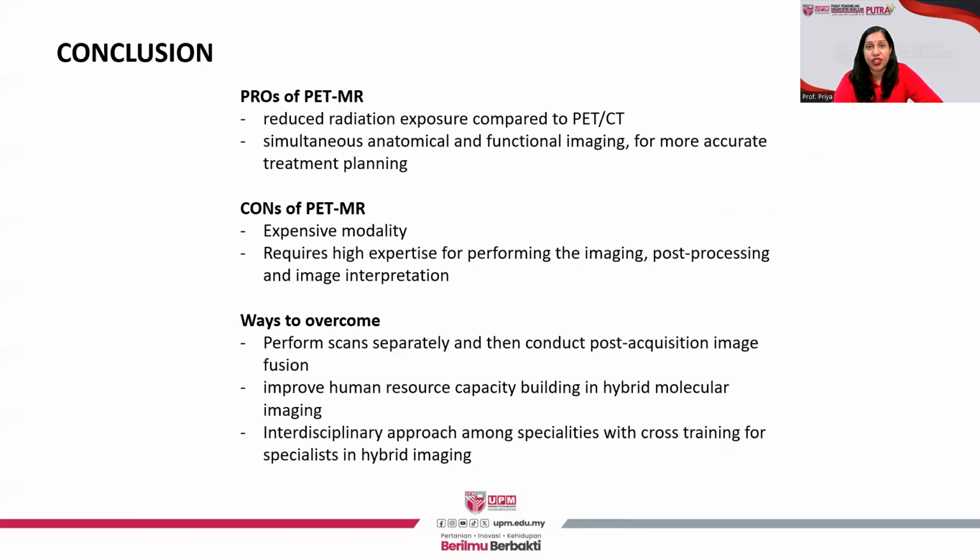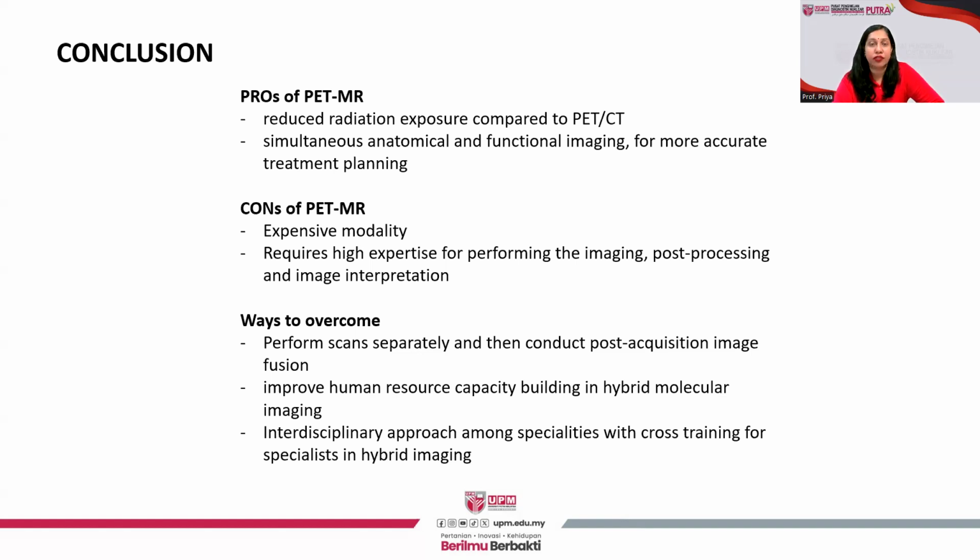Finally, in conclusion, I would like to share some pros and cons of having PET-MR hybrid scanners. For example, the pros are reduced radiation exposure compared to PET-CT alone, and simultaneous anatomical and functional imaging can be performed using PET-MR scanners for more accurate treatment planning.